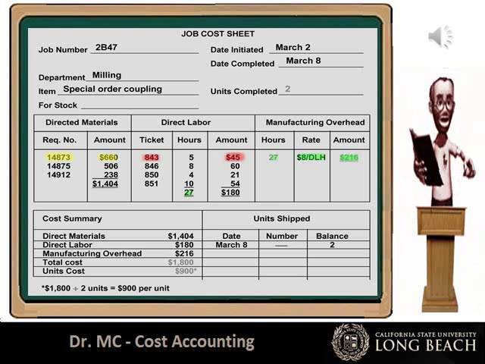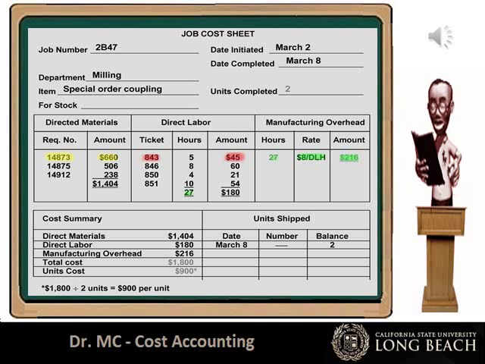This slide shows that Job 2B47 is also being charged $216 for manufacturing overhead. There is no separate document, similar to the time ticket or the materials requisition form, that notes the incurring of the overhead charge. That is because there is no way to measure overhead that a job incurred. Instead, firms have to estimate the amount of overhead that should be charged to an individual job.